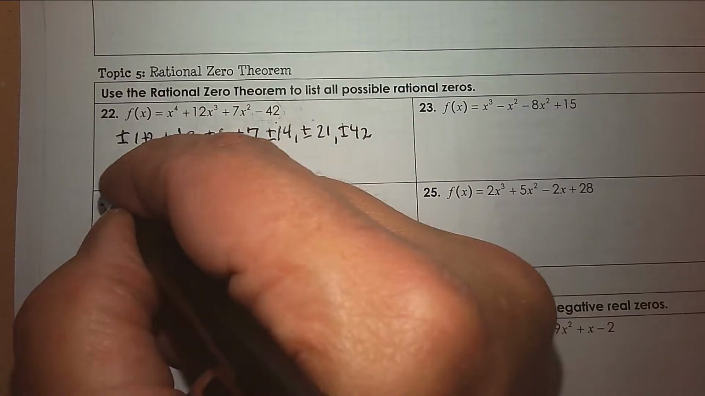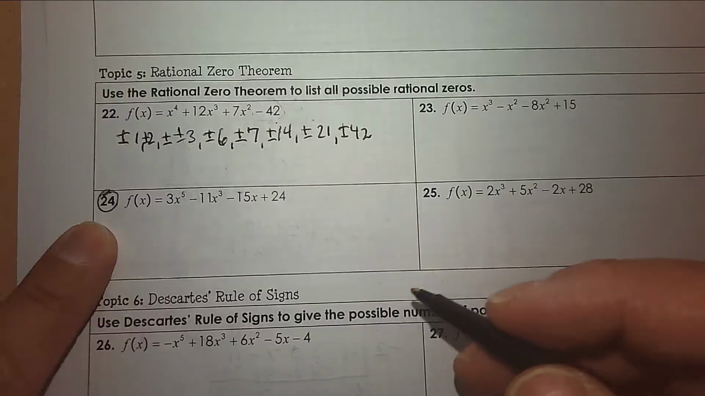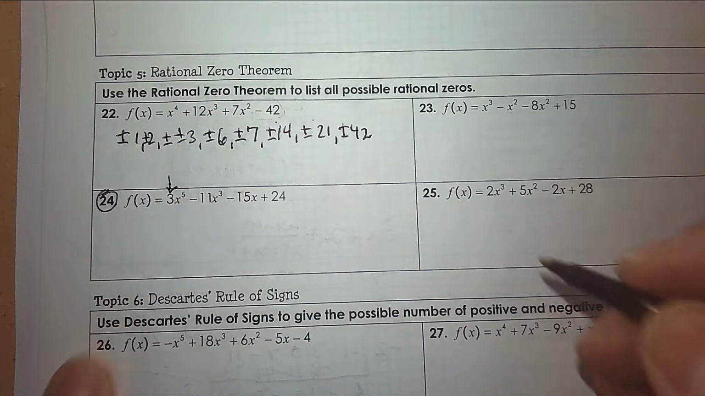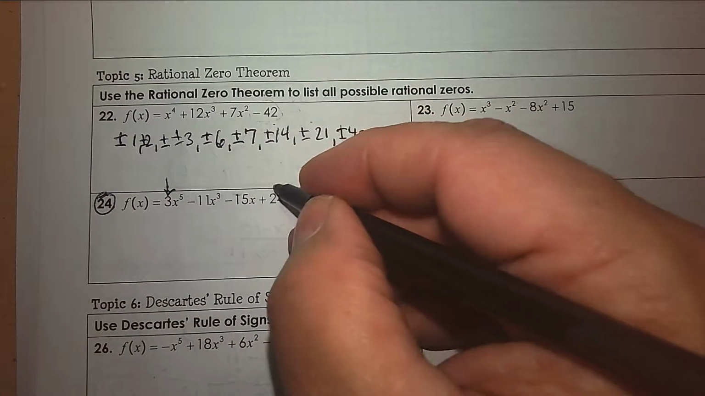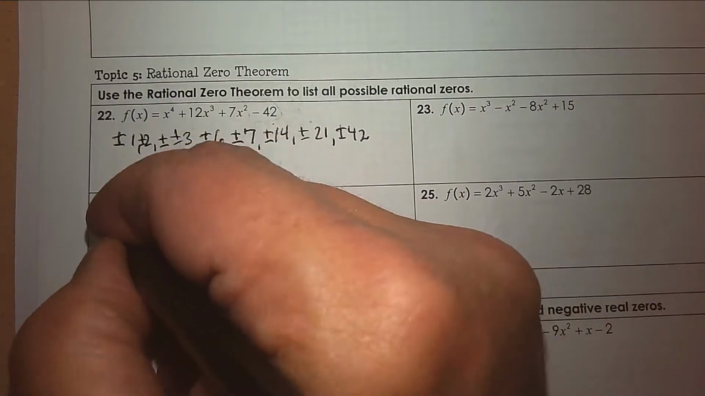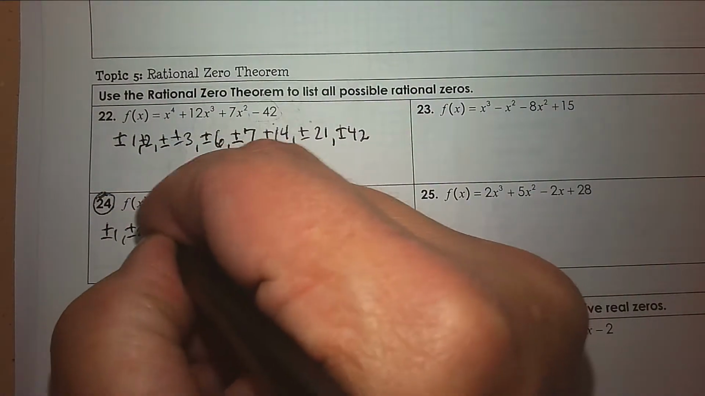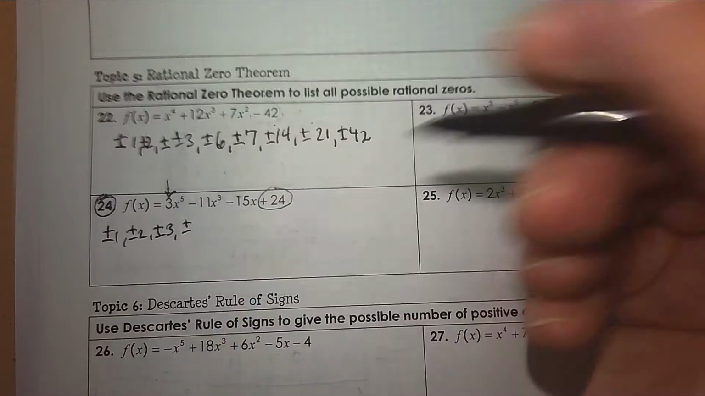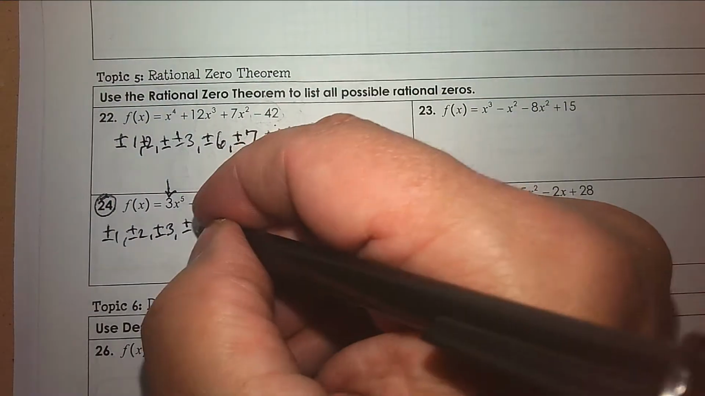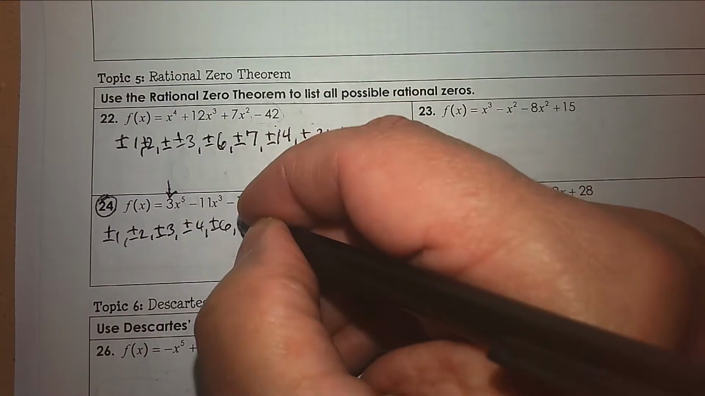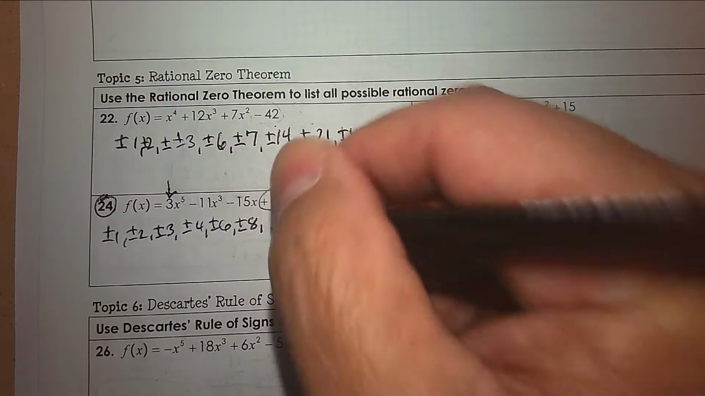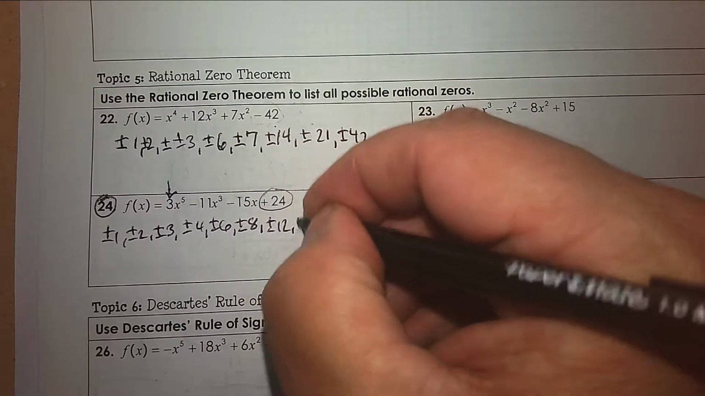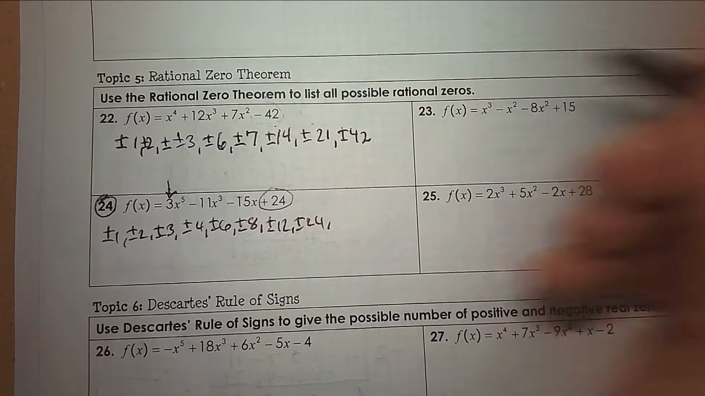What's going to happen when you have a number in front that is not 1? I'm still going to start with the last number. So I'm still going to go, what are all the numbers that go into 24? And there's a lot. But we don't end there.